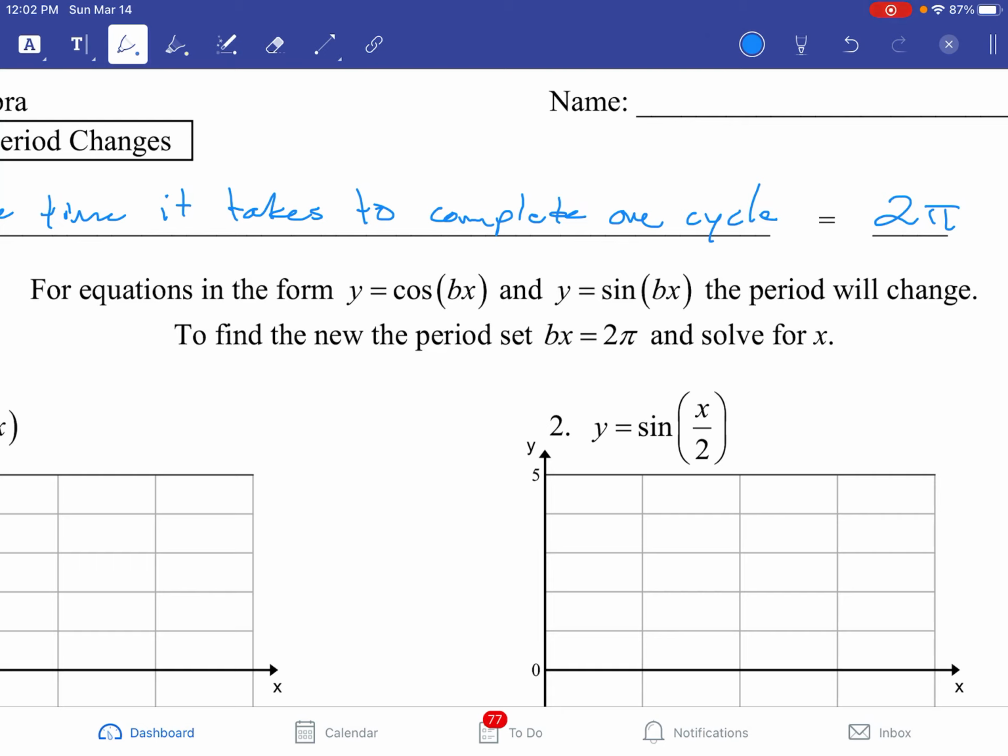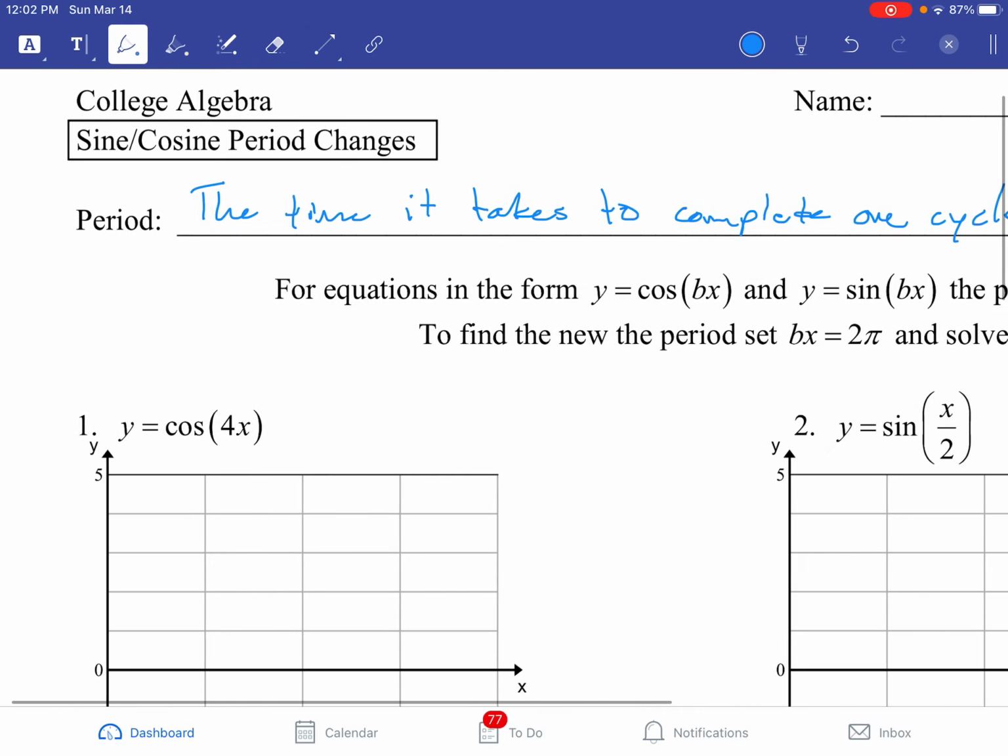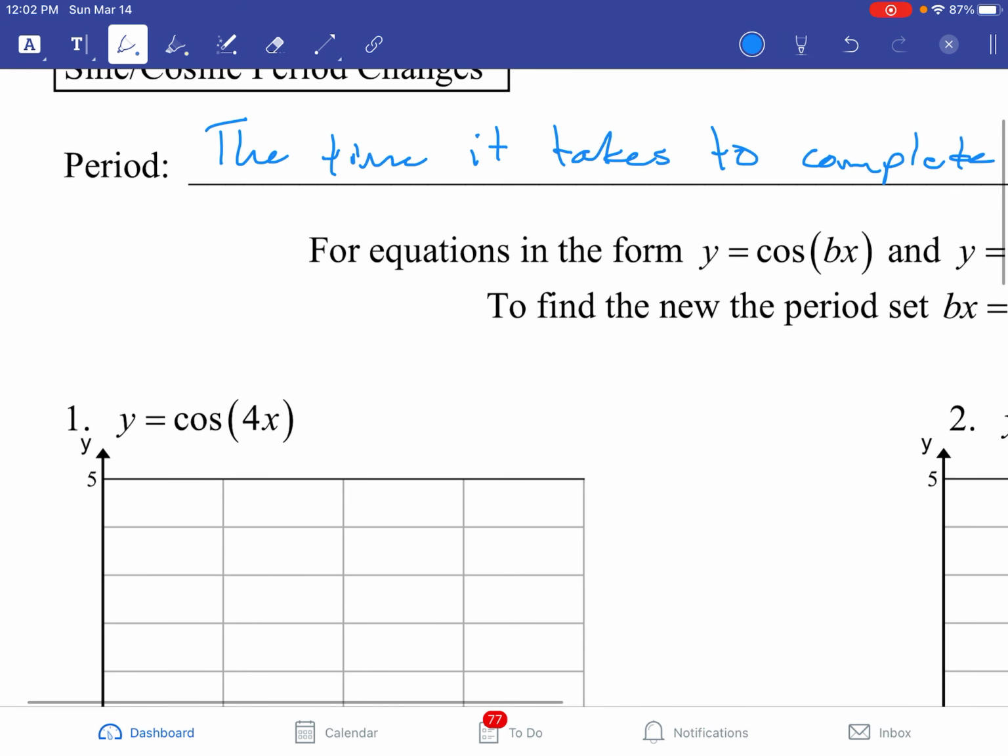To find that new period, you take whatever is being multiplied by the x term or divided, set it equal to 2 pi, and then solve for x. Let's see how this works. We have 4x here, so we take 4x and set it equal to 2 pi, our normal period for a cosine graph. We divide both sides by 4, reduce, and x will equal pi over 2. So our new period for this graph is pi over 2.